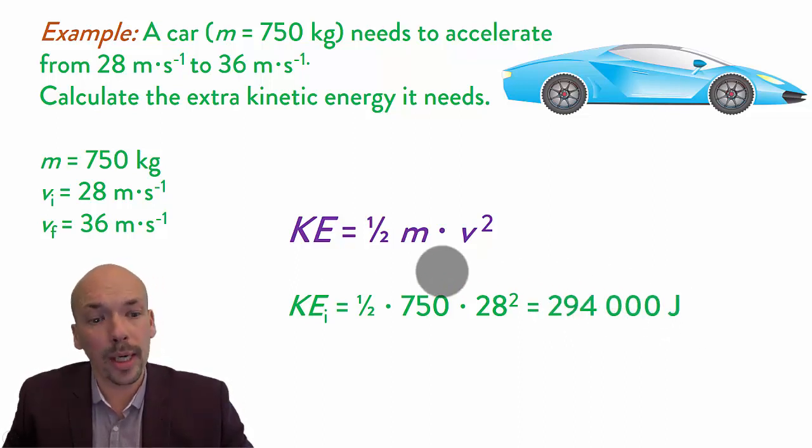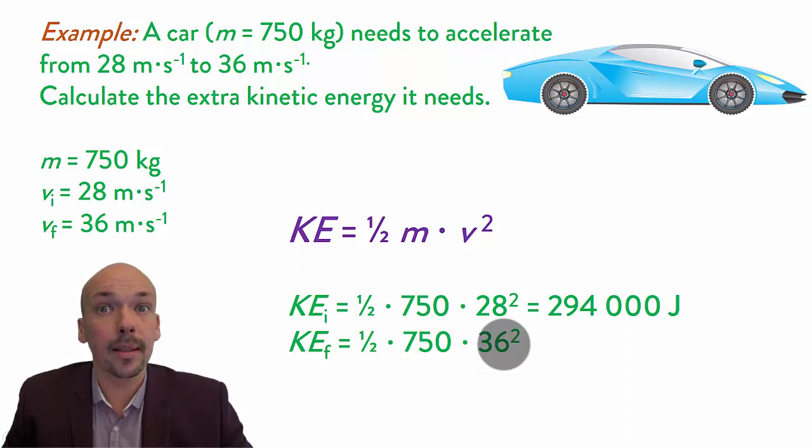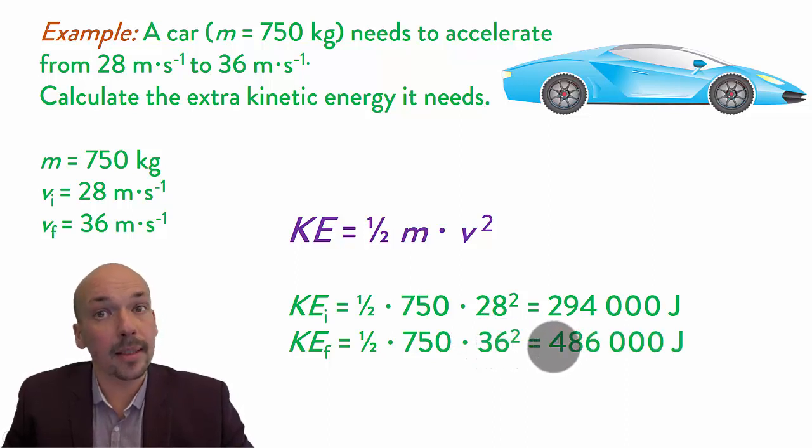Now he will need more energy to go to 36 meters per second, and we have to calculate that again, but then for 36 meters per second. And then he needs an energy of 486,000 joules. And the difference between these two, that's the extra energy he needs.